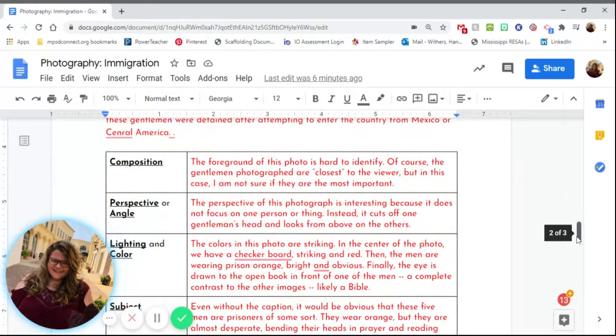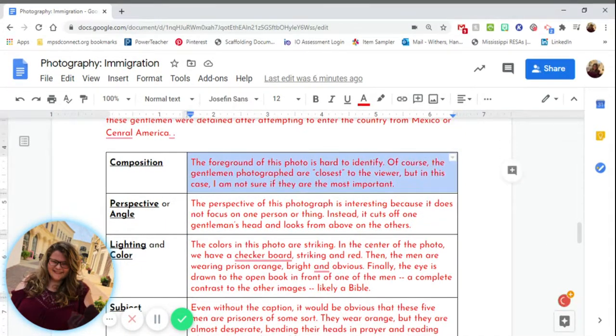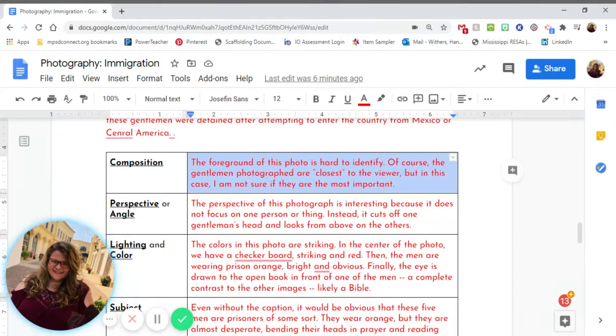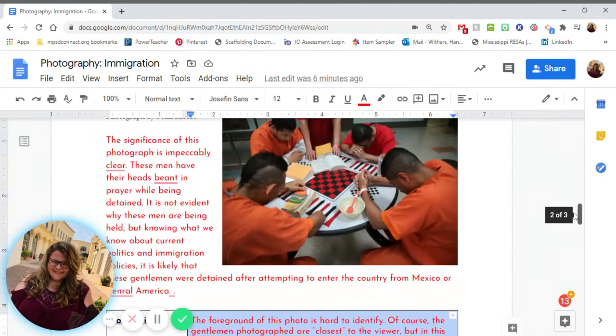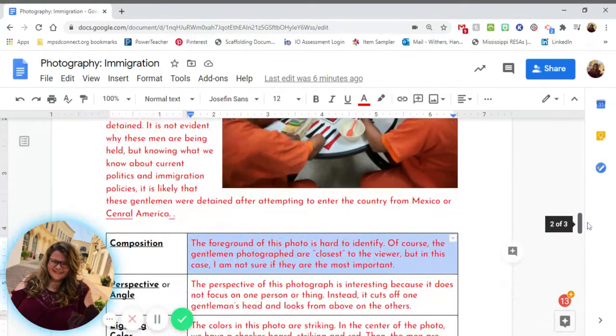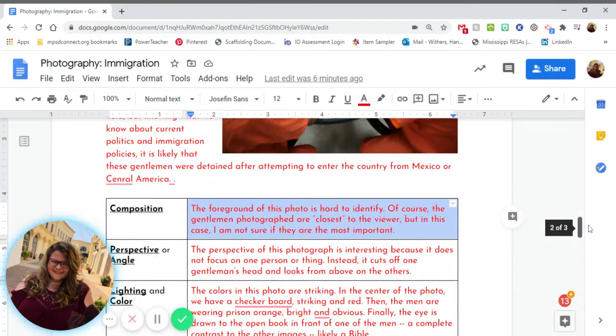So for foreground, I put the foreground of this photo is hard to identify. Of course, the men photographed are the closest to the viewer, but in this case, I'm not sure if they're the most important. My reasoning was because they're facing away from the camera. If you can't see their faces, they might not be the most important part. All right, now we're going to look at perspective or angle.